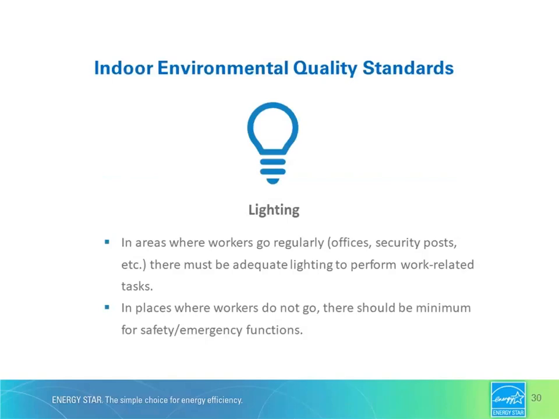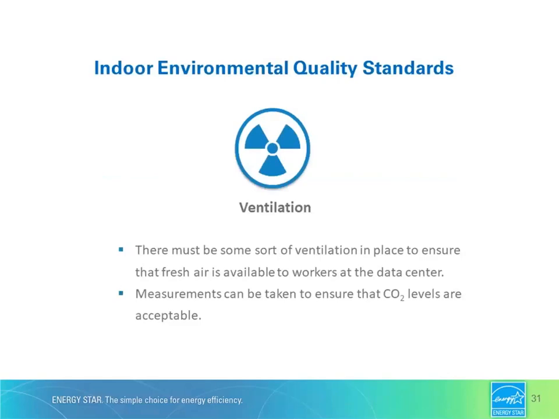First, for lighting, the important thing is that there is adequate illumination for performing work-related tasks in areas where workers go regularly. In areas not regularly occupied by workers, such as the server rack aisles, there just needs to be minimum illumination for safety and emergency functions. For ventilation, it just needs to be verified that workers at the data center have some level of acceptable ventilation to ensure they have access to fresh air. CO2 measurements can be taken to ensure that air quality is acceptable for human occupancy.